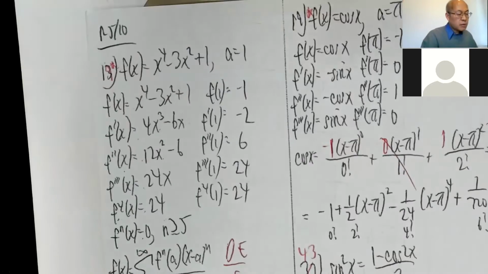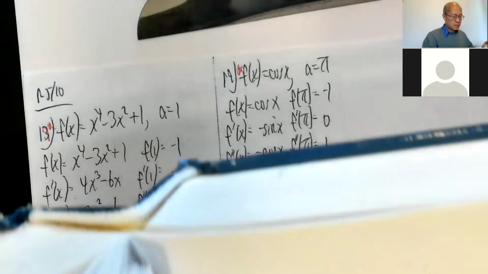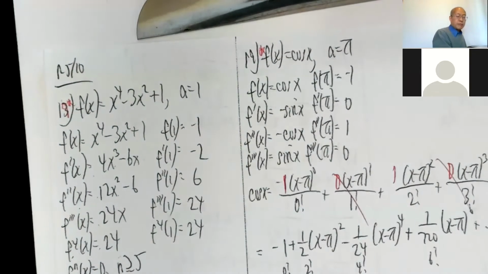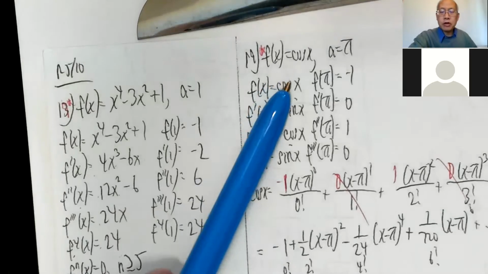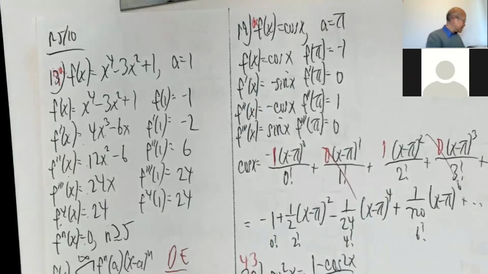Okay, now, next one I'll show you is, well, I'm calling it 19 star. It's the cosine function. So the one that's closest to this one is number 9, sine function. So this is sort of like problem 9, cosine function. Now you might say, I already have a formula for cosine. That's right. That's the Maclaurin series centered at 0.